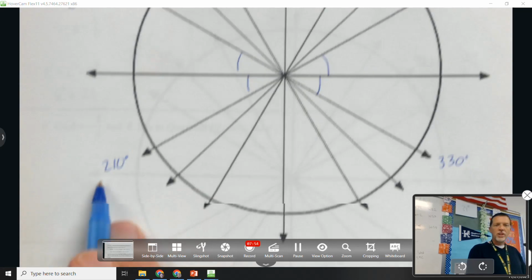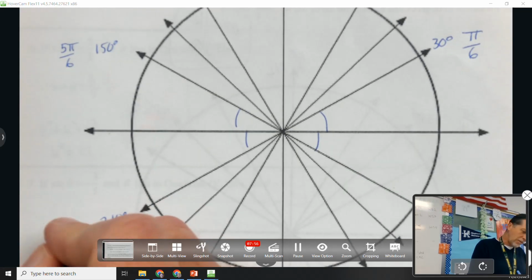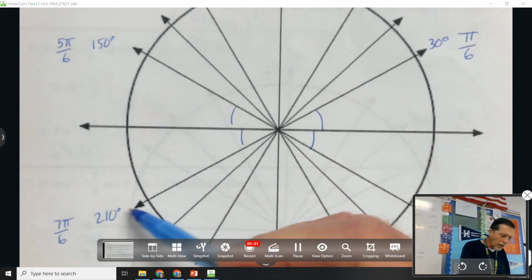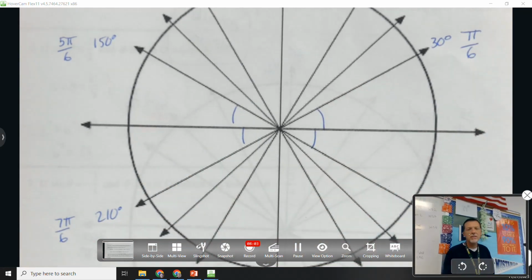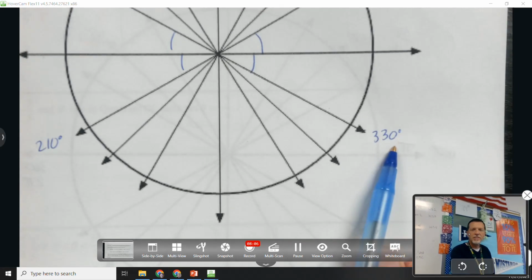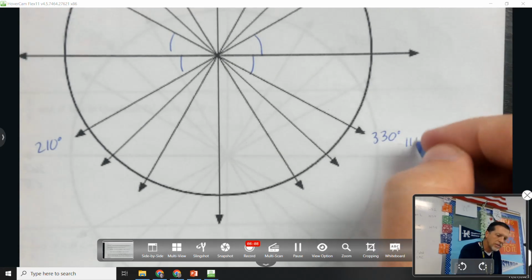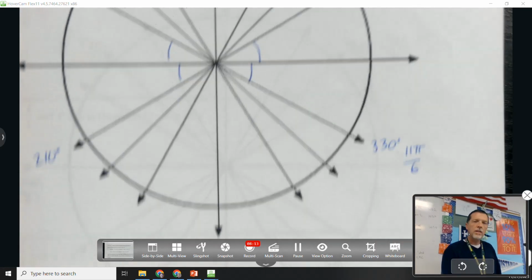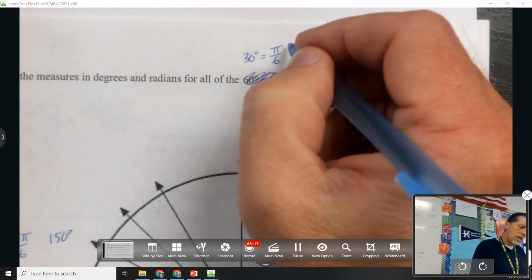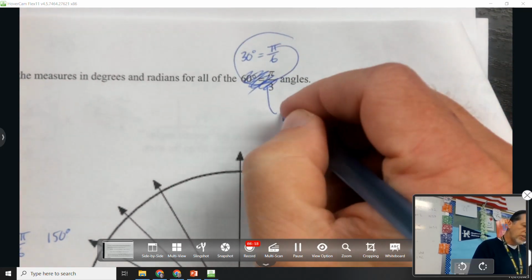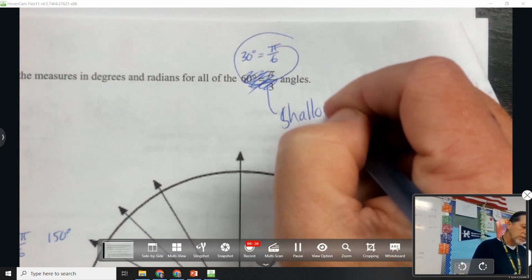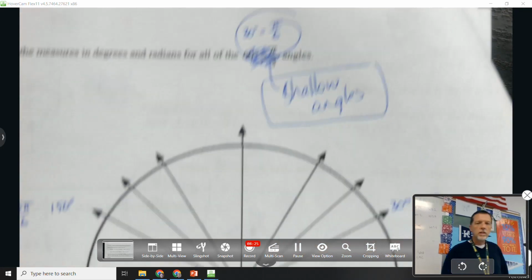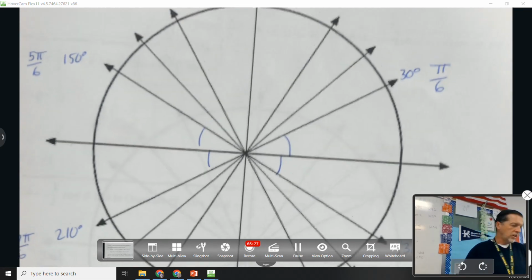All right, how about the 210? 7 pi over 6. Not by converting, but by either adding pi over 6 more or by counting our way around. And how about this last one over here? 11 pi over 6. Our over 6s are all the shallow angles.